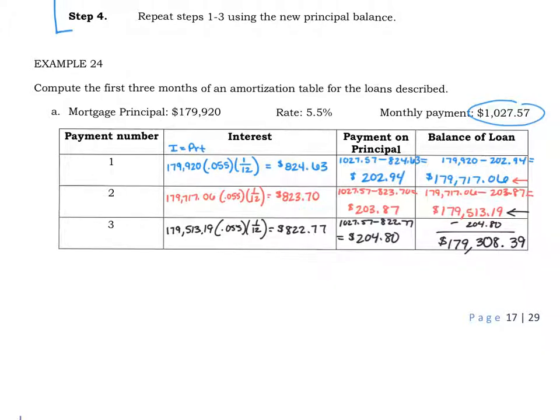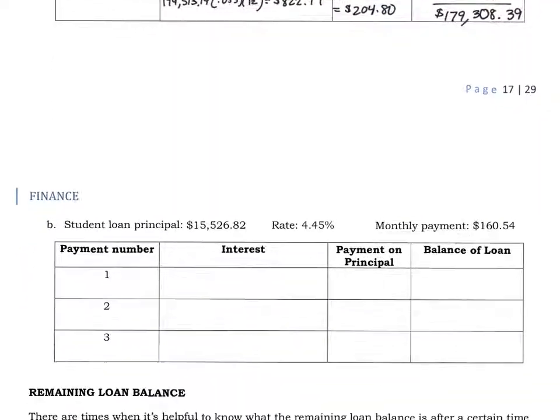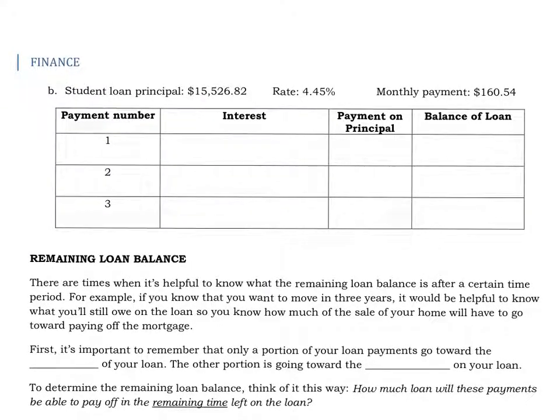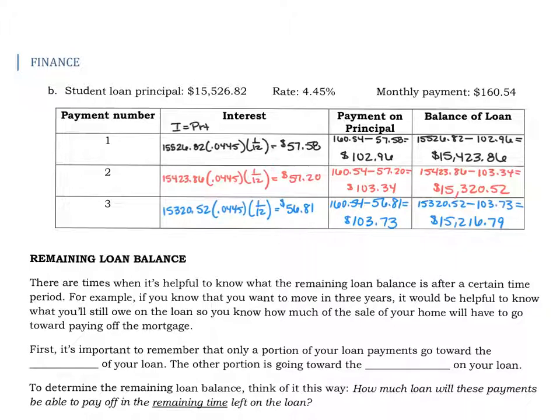Okay, now on the next page, we have another amortization table, this time for a student loan. Well, again, what I want you to do is pause the video, fill out the table, and then when you're done, restart the video, compare your results to mine. All right, there's your answers. Compare and see how you did. If you've got questions, as always, know you can post them to the forum.